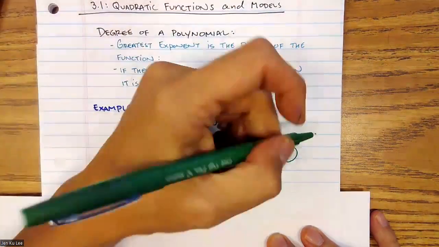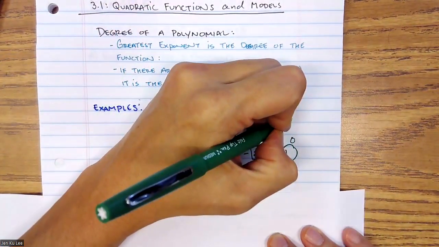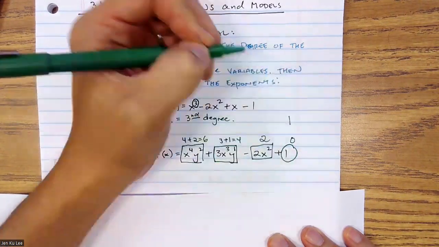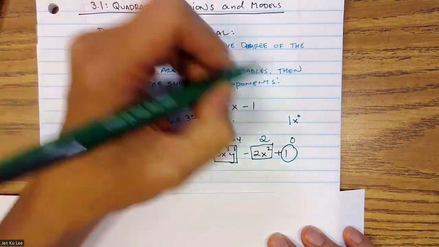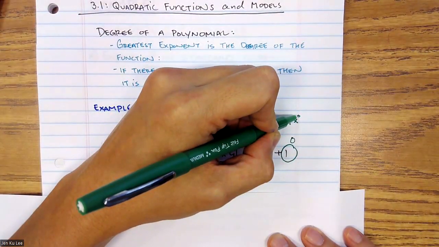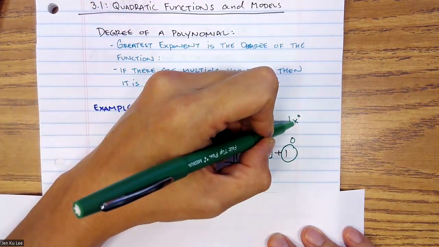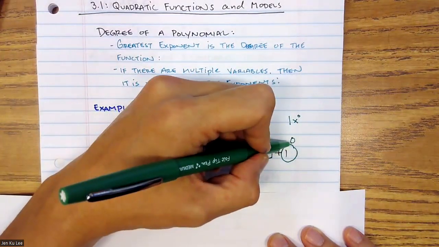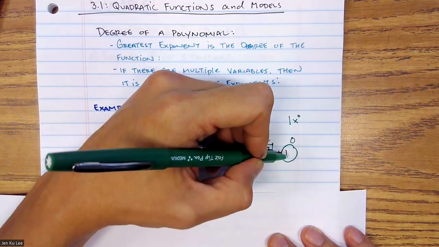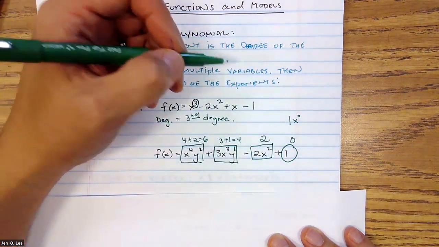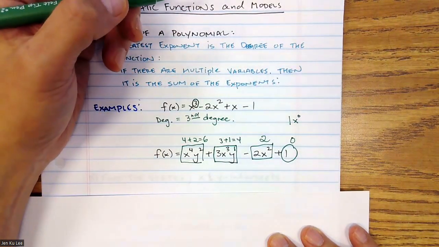Really quick, why is the degree of any constant 0? Because I can go x to the 0 power, and remember, anything to the 0 power equals 1. So that is just like saying my exponent is 0. That's why the degree of this monomial, or this constant, or any constant is 0, because you could add an x to the 0 power, or whatever the variable is.